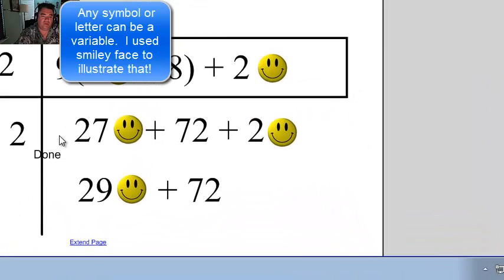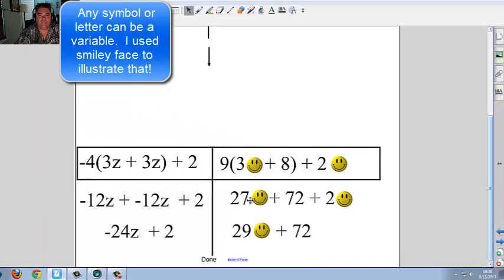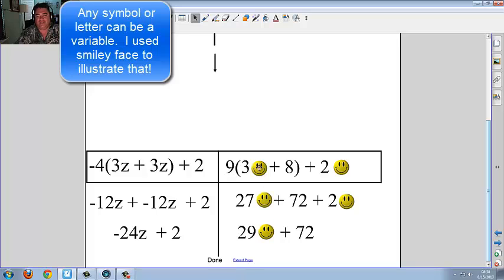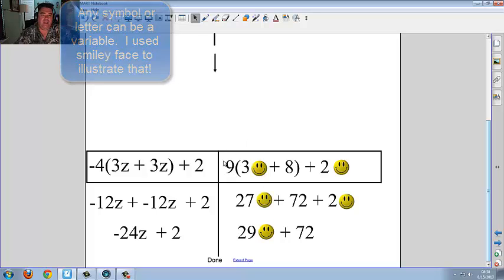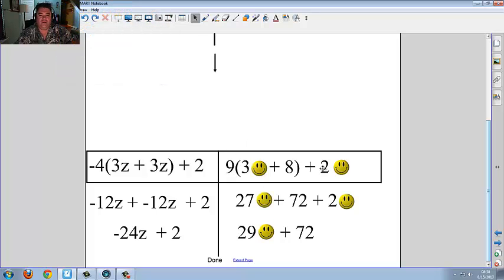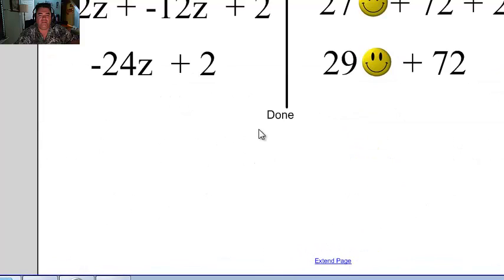Here, 9 times 3 is 27, smiley face. I don't care if it's smiley face. Any variable is fine. And 9 times 8 is 72. Plus 2 smiley face. So 27 smiley face plus 2 smiley face makes 29 smiley face plus 72. That is it.